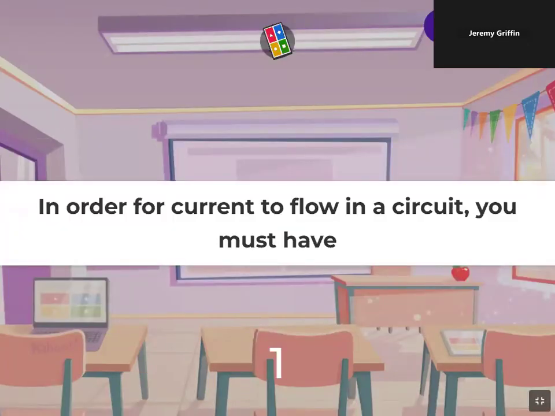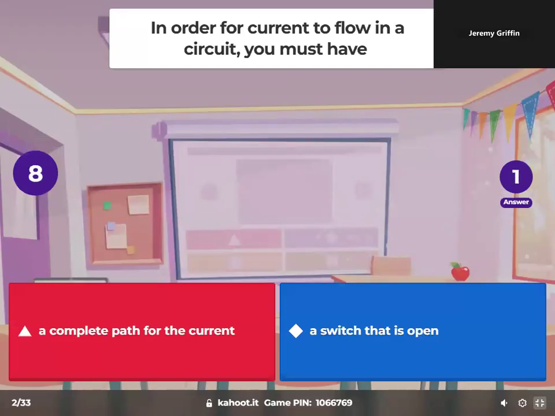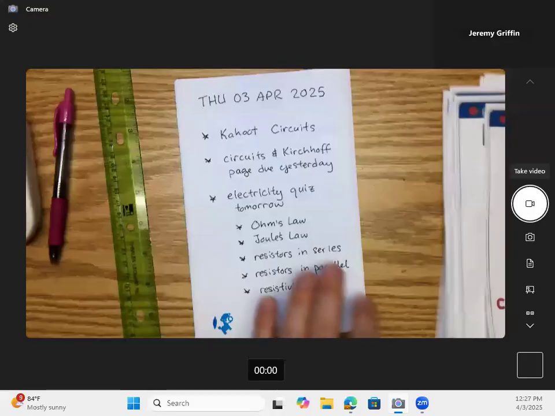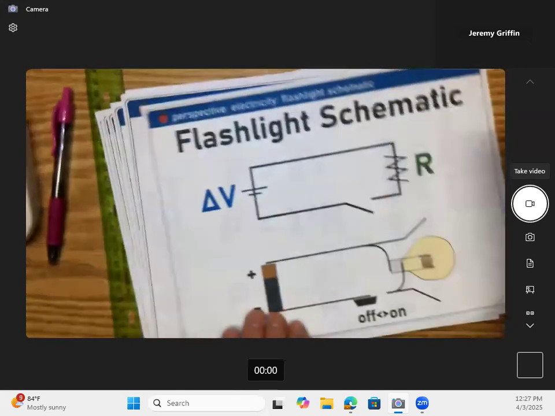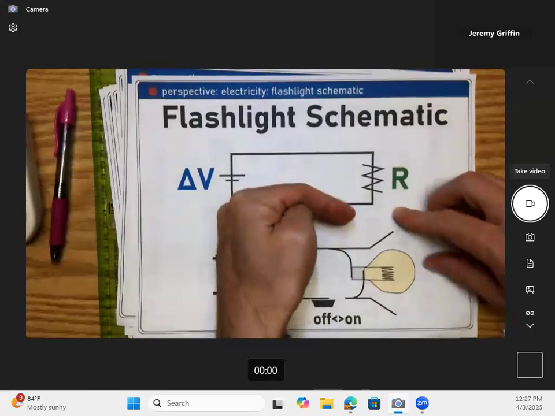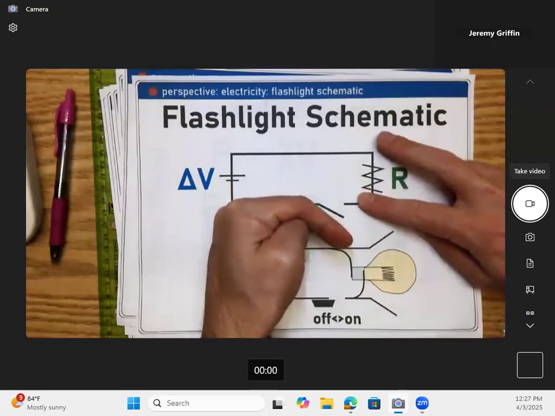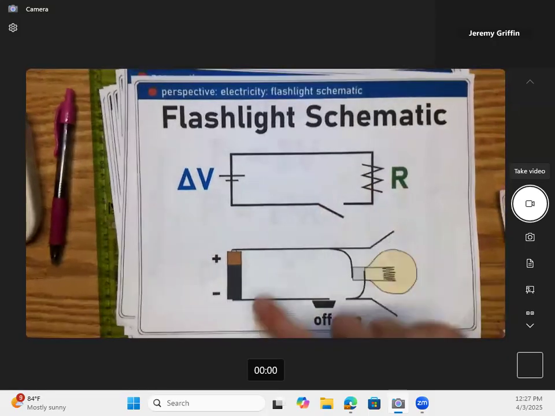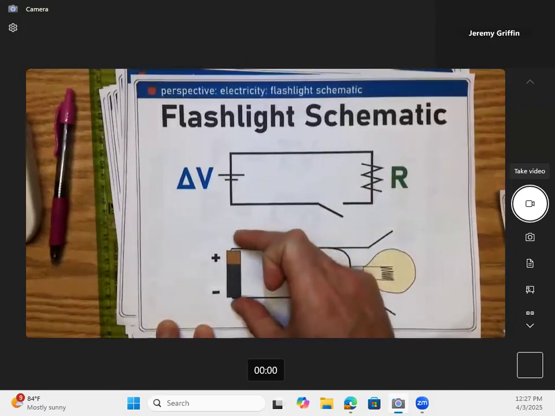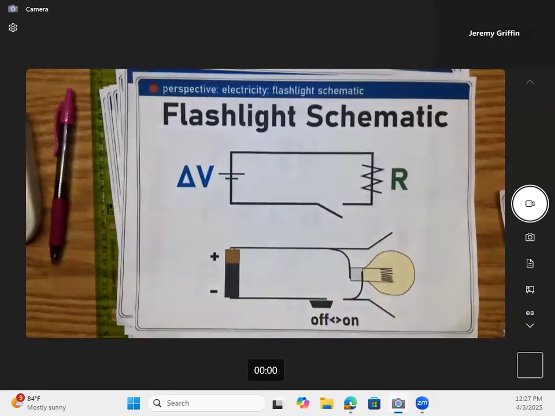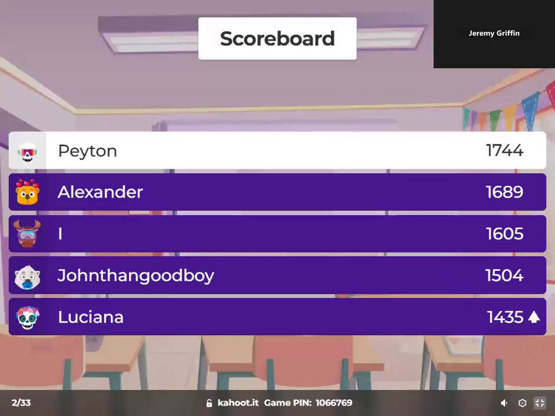In order for current to flow in a circuit, you must have a complete path for the current or a switch that's open. Which one of those is true? Yeah, complete path. Let's look through my posters here. Here's my flashlight schematic. If I have the switch open, is any current going to flow? No, the light's turned off. But if I close the switch, now there's a complete path for the current flow. You have to have a path from the positive to the negative terminal of the battery. If you don't have all that, then no current flows. It has to be a closed circuit.